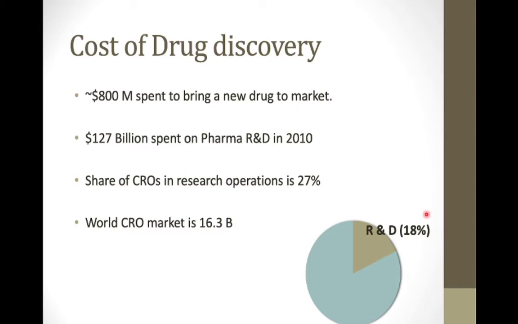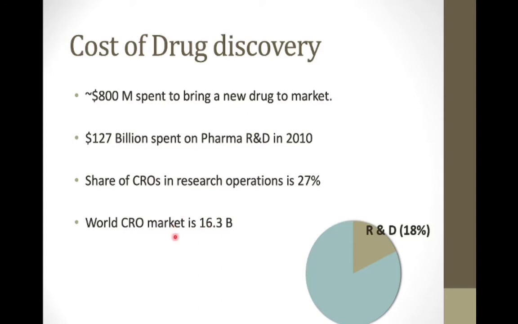So the cost of drug discovery has actually increased, whilst what we've seen, and we've talked about this before, is that we don't see any big increase in the number of drugs that are coming to market. What we know is that around about 800 million is spent just to bring one new drug to market. So it's a big expenditure. And around about 127 billion was spent on pharma R&D, research and development, back in 2010. And there's a share of something called contract research organisations, and this accounts for 27% of research in the drug discovery market.